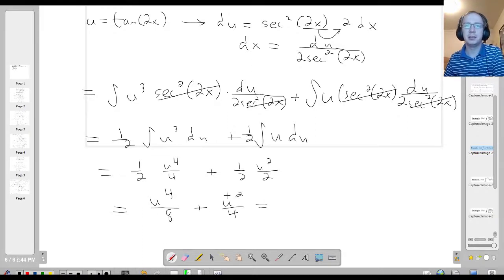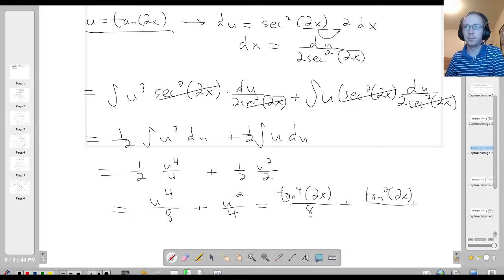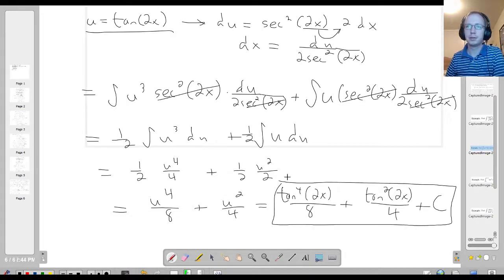But I don't like to leave u in my answer. u was equal to tangent of 2x. This is going to be tangent to the 4th of 2x over 8 plus tangent squared of 2x over 4 plus c. And that's our final answer for this one.